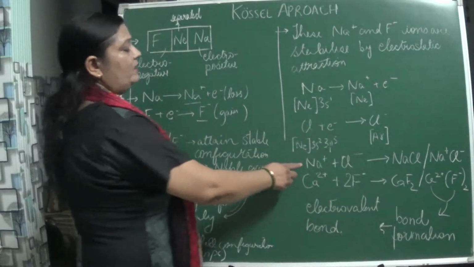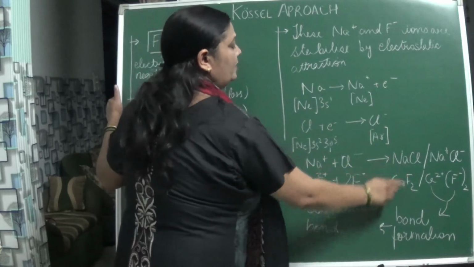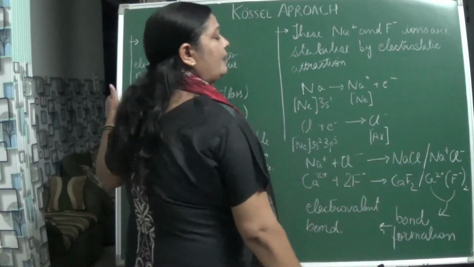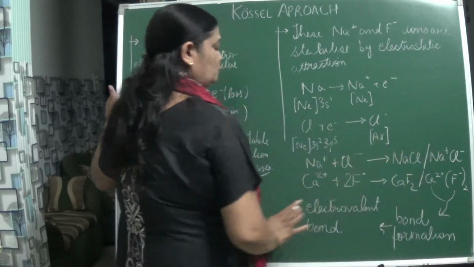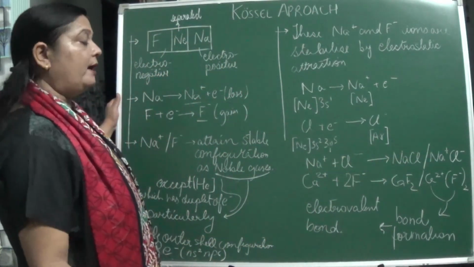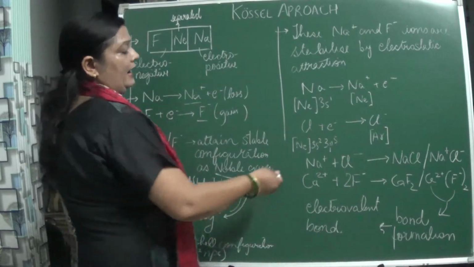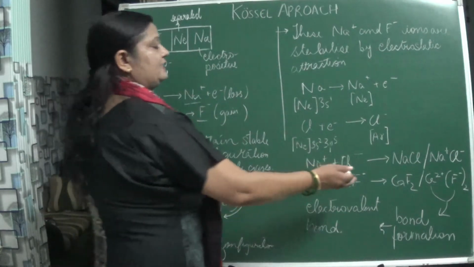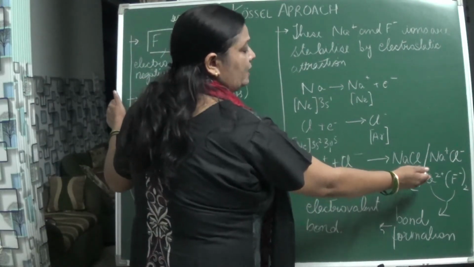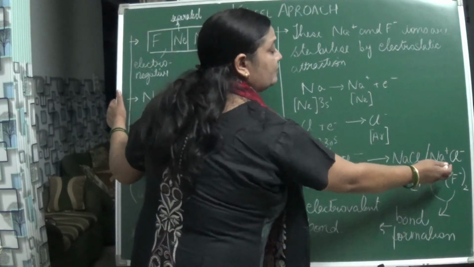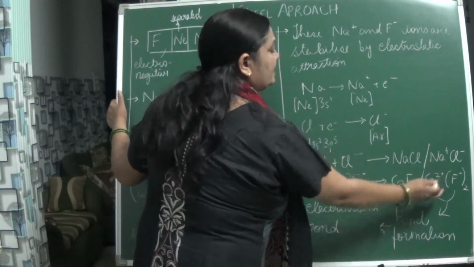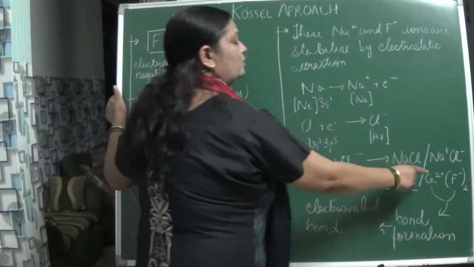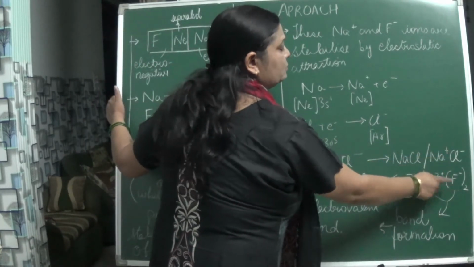Now sodium plus chlorine forms NaCl, where one electron is given and one is taken. You can write it as Na+ and Cl-, because Na has given one electron to chlorine. Other examples can also be taken, like Ca2+ and 2F-, which forms CaF2. CaF2 can be written as Ca2+ (F-)2, because one electron has gone to one fluorine and another to the other fluorine.